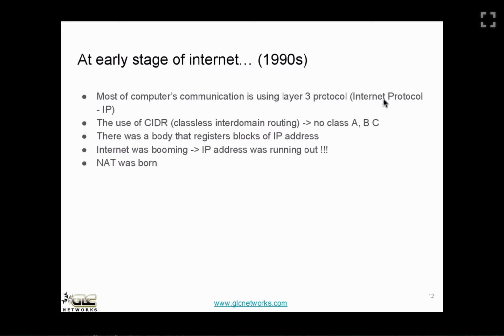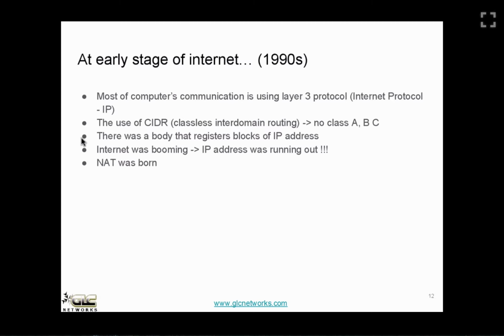And one requirement for IP is address. Internet Protocol requires an address, and at that time we already used CIDR, classless inter-domain routing. With CIDR, we don't have any class A, class B, class C anymore because it's classless. So if you are still teaching networking and still talking about class A, class B, class C, please stop. There is no class A, B, C anymore, because we use CIDR now.